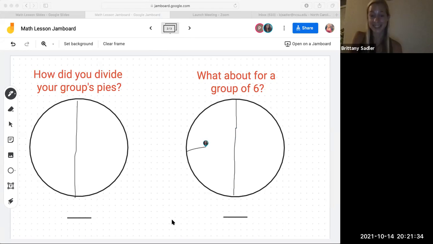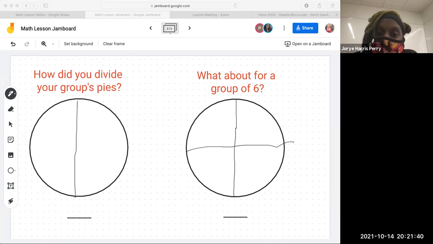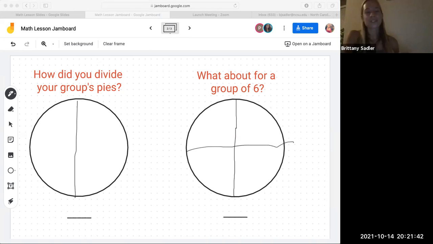Yeah, exactly. And look at Jory go. She's got it. In my mind, I had it. Because it's virtual, it doesn't have to be perfectly equal. So yeah, we'll do 6 equal slices. We'll just say that's how we divided it. Awesome.